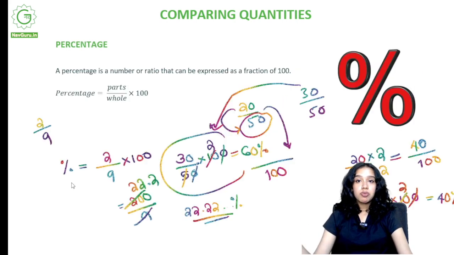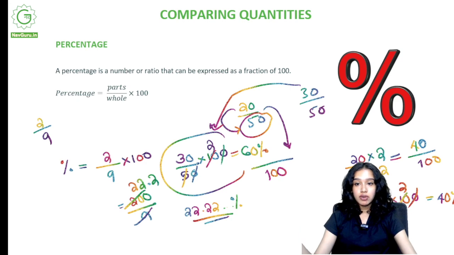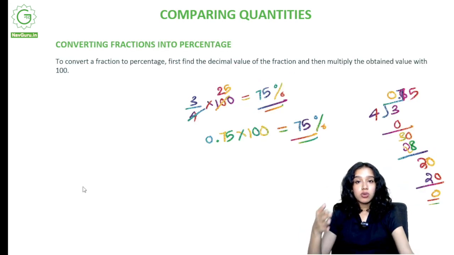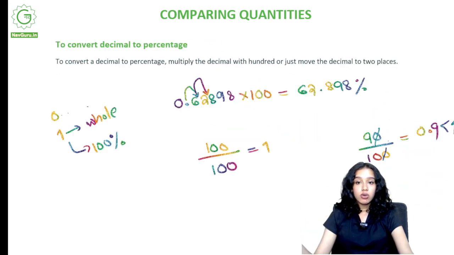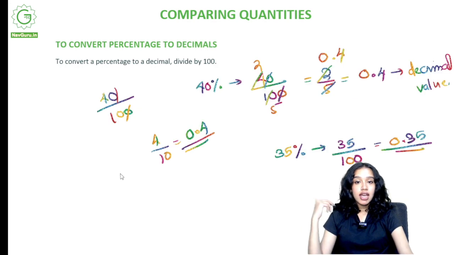Now we talked about percentage. We talked about how the percentage is gotten. We take a fraction, we multiply it by 100, and we get the percentage. We covered how to convert fractions to percentage, decimals to percentage, and a percentage to fraction. How do we convert it? We just remove the percentage sign and divide by 100, and we get the fraction. And then if we convert that fraction into decimal, we get the decimal form of that number.